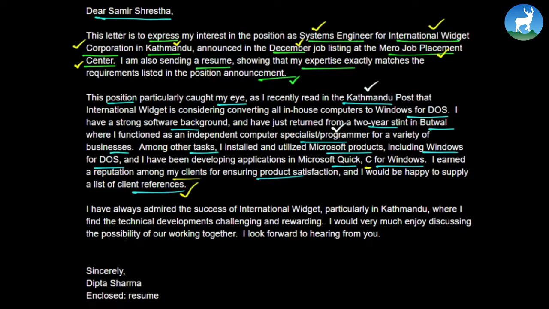Let's study the final paragraph. I have always admired the success of International Wizard. See, he is now trying to give some good positive feedback, particularly in Kathmandu, where I find technical developments challenging and rewarding. I would very much enjoy discussing the possibility of our working together. I look forward to hearing from you.